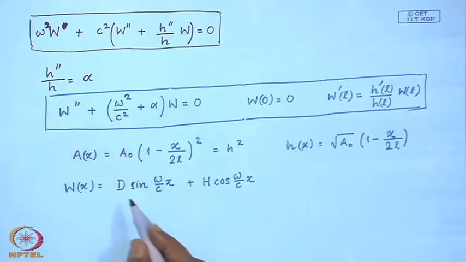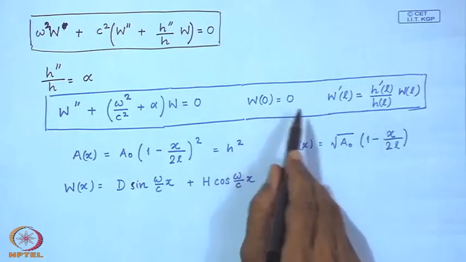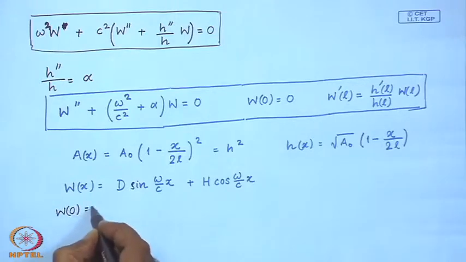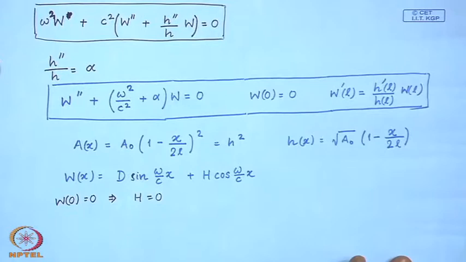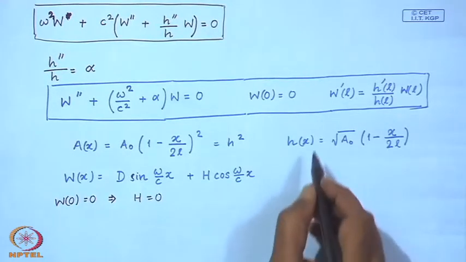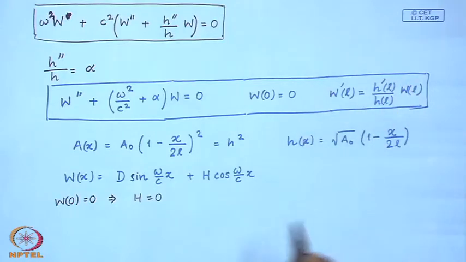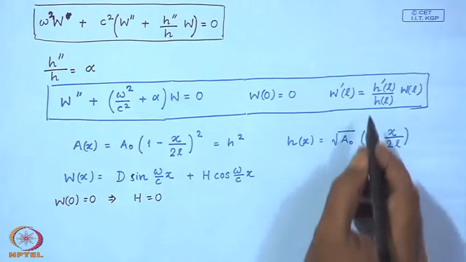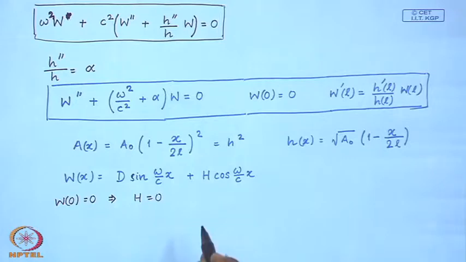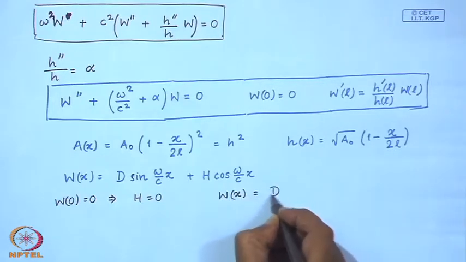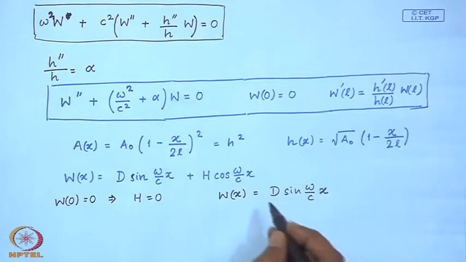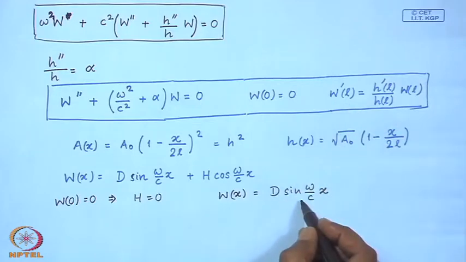So, the general solution of this differential equation is given here. Now, when you use the boundary conditions, W(0) is 0 would imply the first constant is 0. And the second boundary condition at the free end gives us the characteristic equation. So, W reduces to this, now if you substitute this expression here at x equal to L.